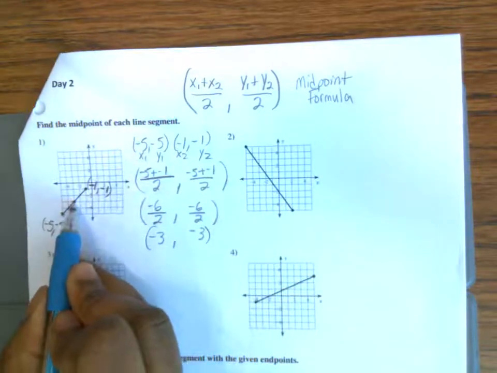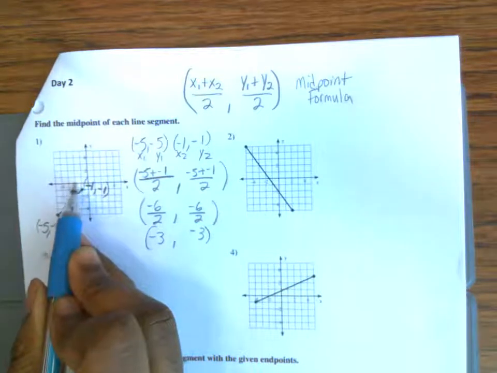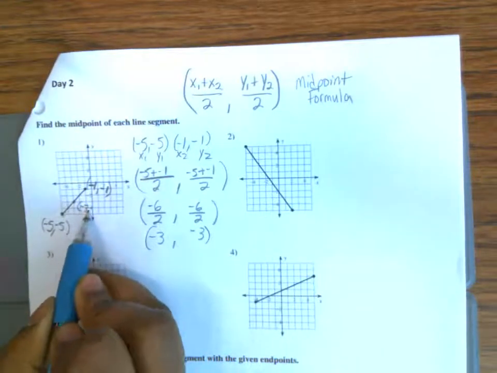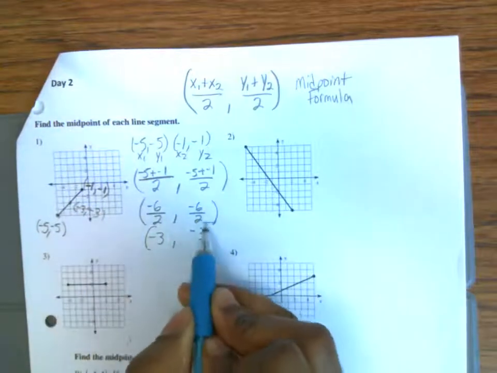And that's what this ordered pair is right here. -3, 1, 2, 3, and down 1, 2, 3. This is this ordered pair here. This is the point that is in the middle.